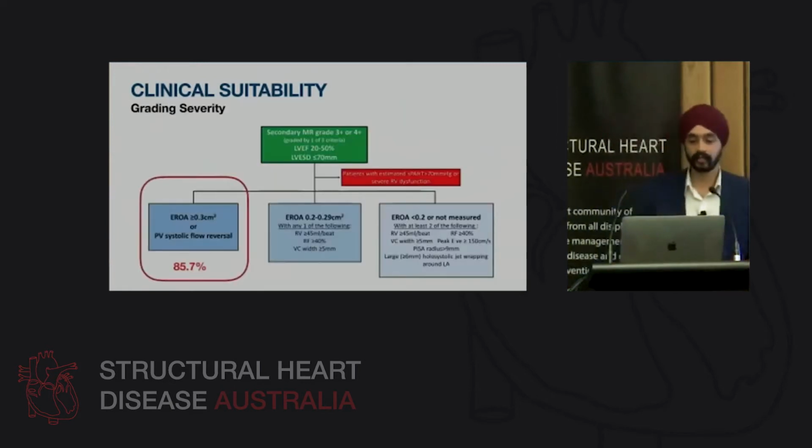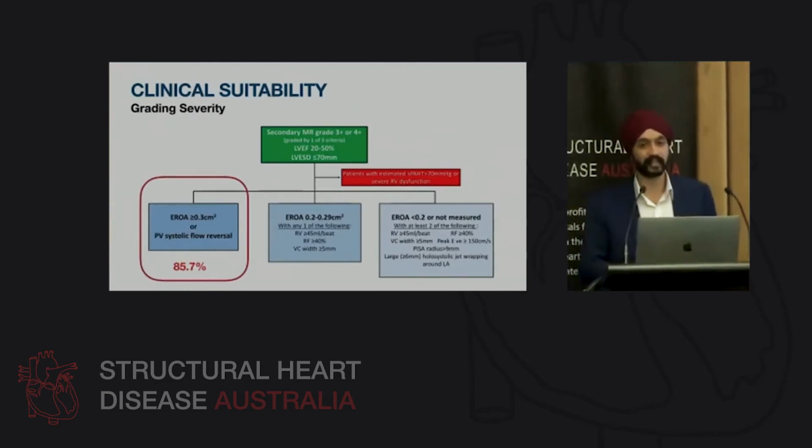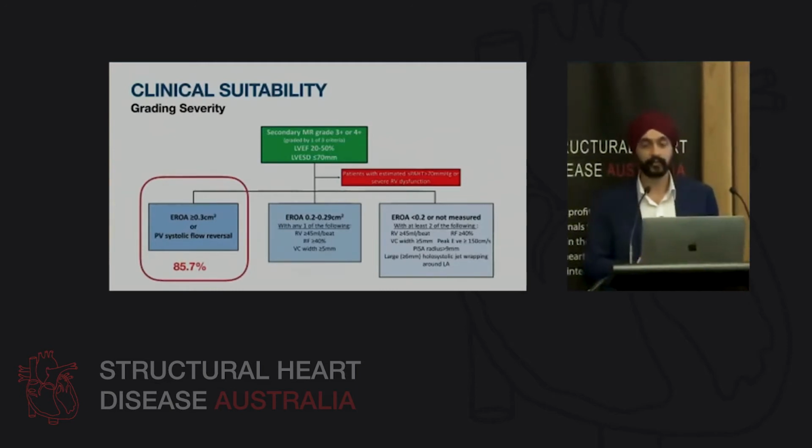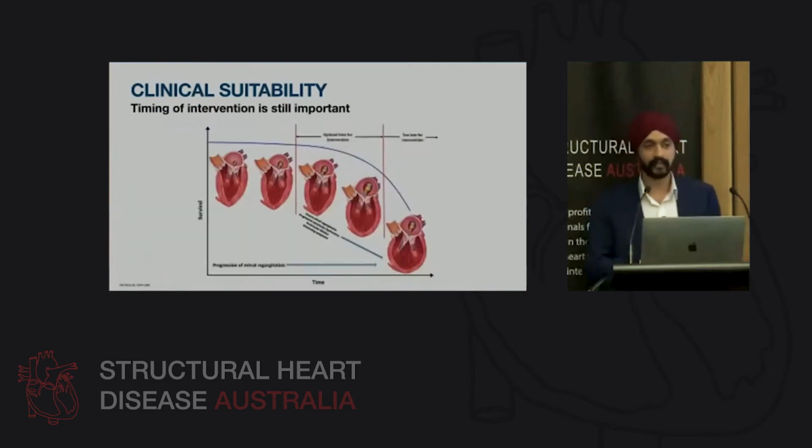And when we talk about grading the severity, there's a lot of ways, if you look at the guidelines, to grade MR. But if we look at the simplest ways, which was used in the COAPT trial, the vast majority of patients, about 85%, were enrolled based on one of two things: an effective regurgitant orifice area of greater than 0.3 centimeters squared, or pulmonary vein systolic flow reversal. If you have one of those criteria, then the severity is considered sufficient to be considering this procedure.